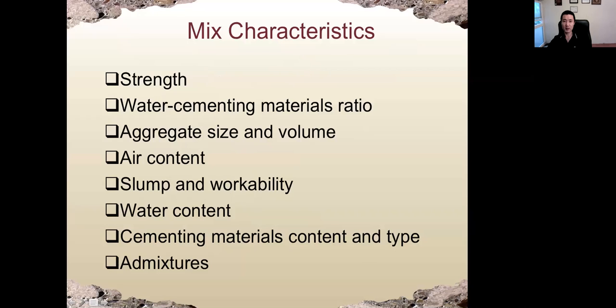A concrete mix is defined by these properties. For example, what is the strength requirement for the concrete? This is typically provided by a structural engineer. For the concrete designer, we need to decide what the water to cement ratio is. The type of aggregate is also pre-decided. And for us, we need to decide the volume of sand and coarse aggregate. We also need to decide the air content, the slump, the water content, what type of cement we use and how much, and any type of chemical and mineral admixtures.